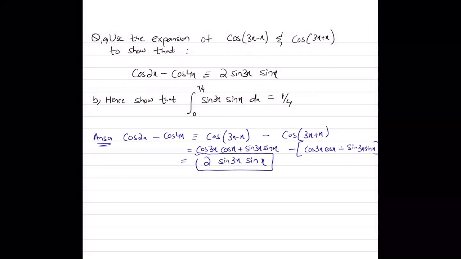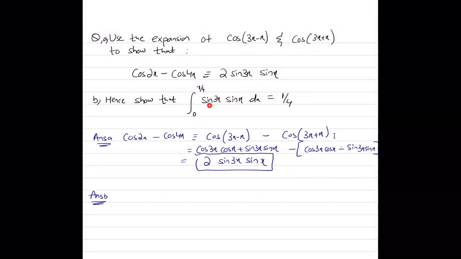Is that okay? Yeah, so that's fine. Now in the second part, hence show that the integration of sin 3x sin x dx from 0 to pi by 4 is coming out to be 1 upon 4.